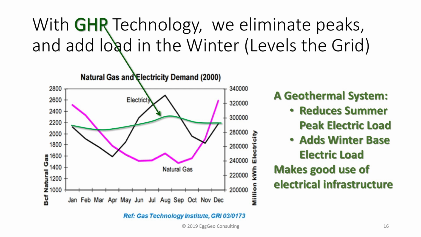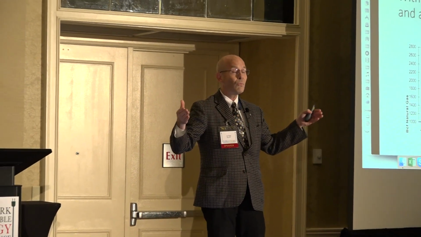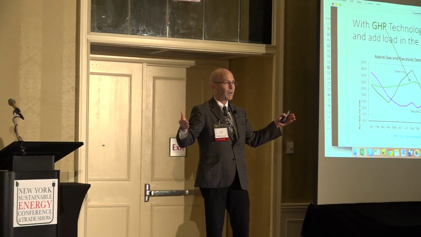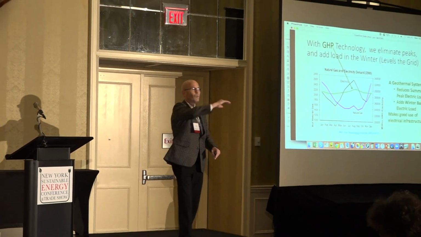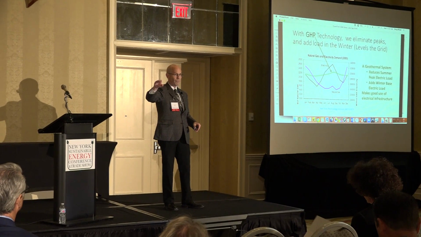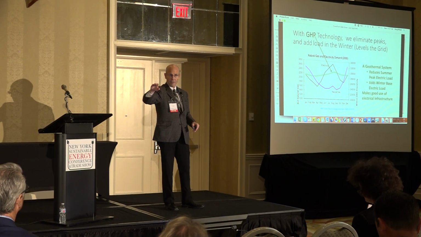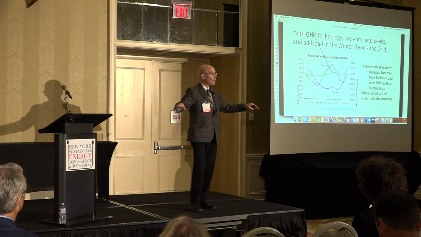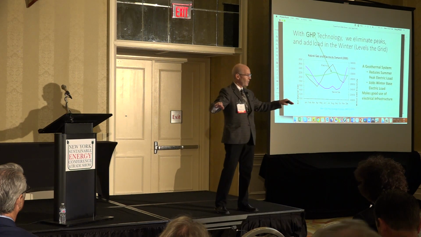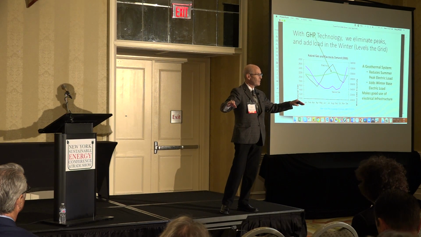Let's look at a National Grid slide for just a moment. National Grid has a peaking electrical issue because of all the cooling that goes on in Long Island. In the wintertime, it has a peaking natural gas issue. Now, if we had 100% penetration by geothermal heat pumps, we would shave the peak off of that summertime, and then we would add load to the winter time because the heat pumps do use electricity during the winter.